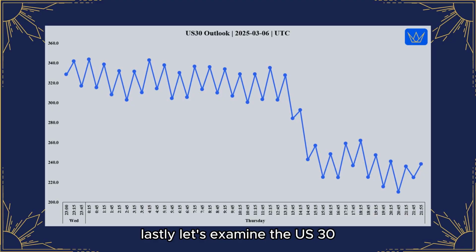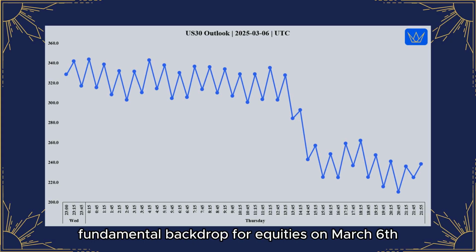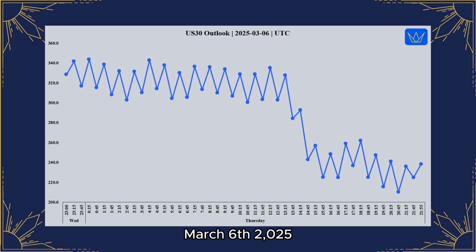Lastly, let's examine the Us30, the Dow Jones Industrial Average. We are carrying forward our assumed cautiously optimistic fundamental backdrop for equities on March 6th. Turning to the mass pressure data for Thursday, March 6th, 2025, specifically for the Us30, we see a starkly contrasting profile compared to both the DXY and UsOil.